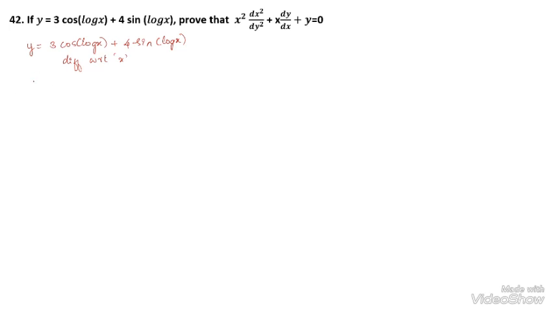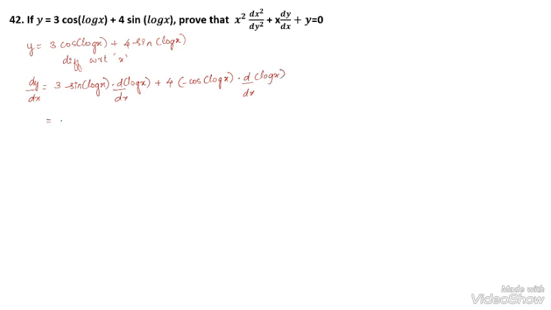Then dy by dx is equal to 3, which is a constant, into the differentiation of cos of log x. Differentiation of cos x will be minus sin x, that is sine of log x. Again, in place of x we have log x, so I take again the differentiation of log x, plus 4 into the differentiation of sin x, which will be cos x. In place of x we have log x, so I am taking again the differentiation of log x.